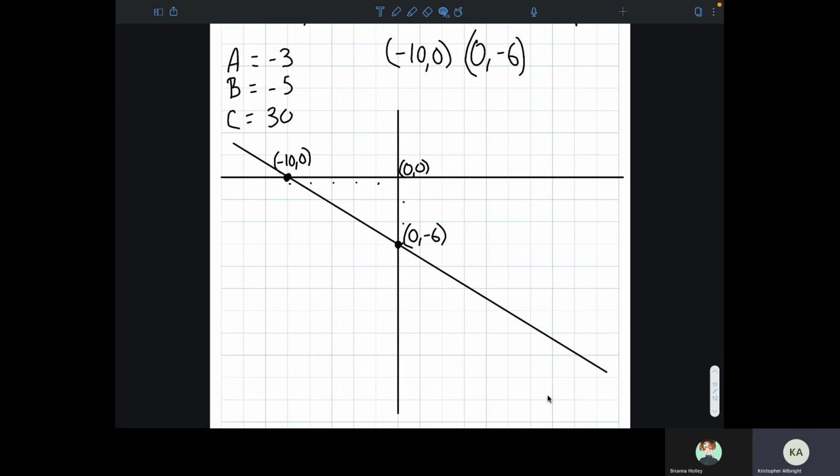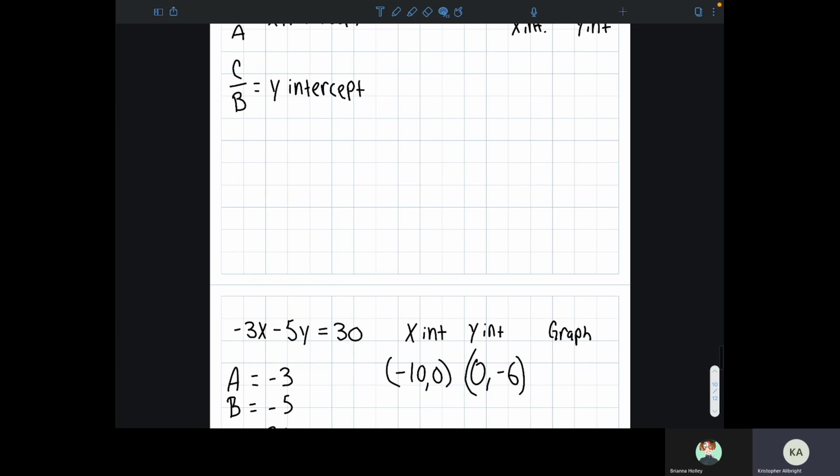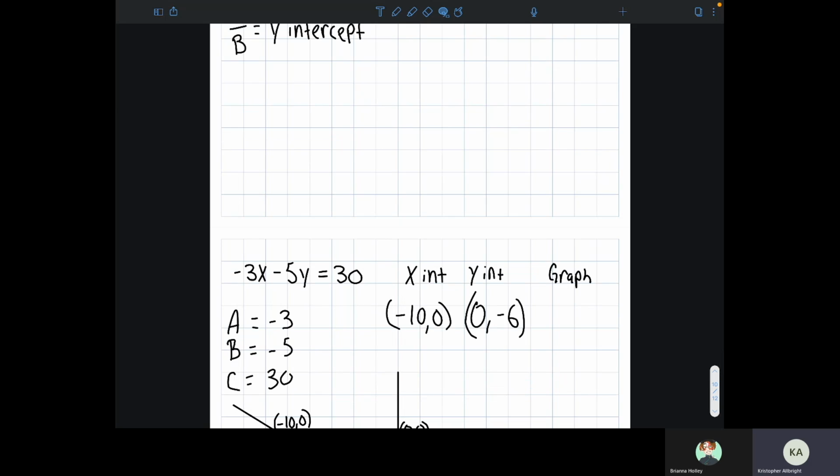So pretty much all these guys are finding your A, B, and your C, and then plugging in to find your X and your Y intercepts, and then graphing using those X and Y intercepts. So let's work another one. Let's work something like number 5.